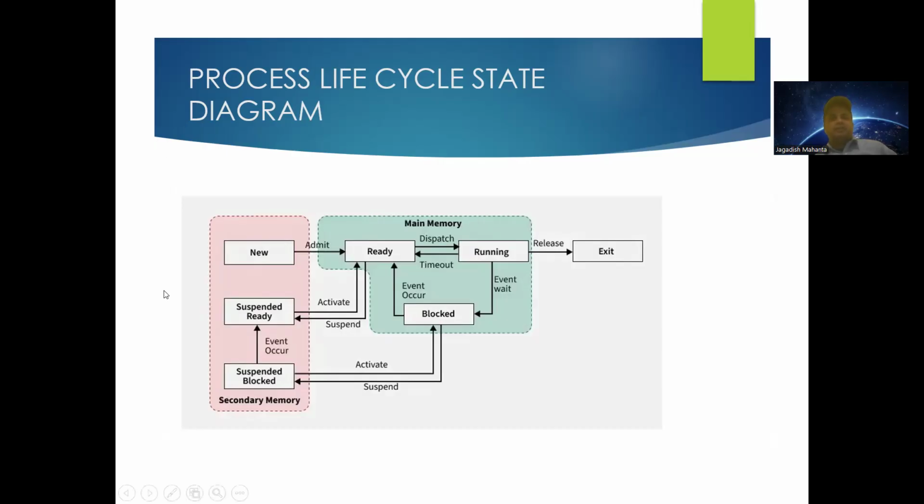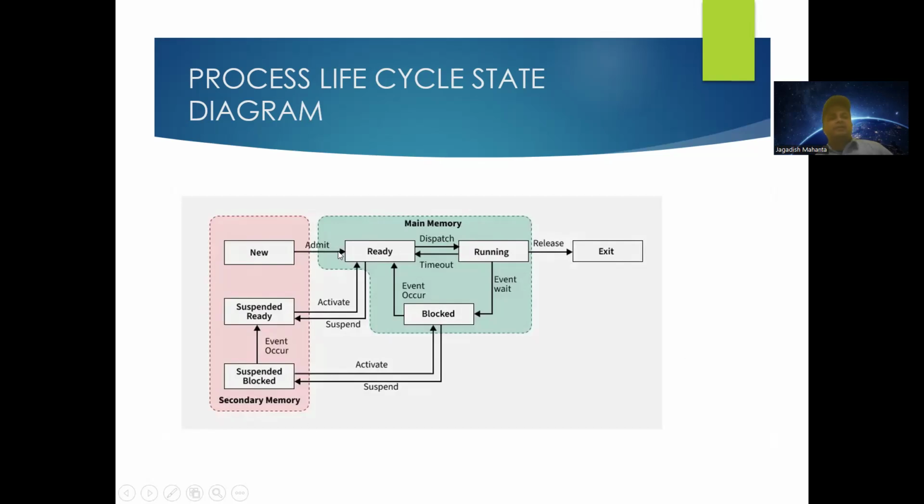Here you see three states: the new state, the suspended ready state and the suspended block state. These three states occupy the secondary memory. And the rest three states, the ready state, running state and block state, are occupied in the main memory. It means the main memory can allocate memory for these three states, and the secondary memory can allocate memory for the other three states.